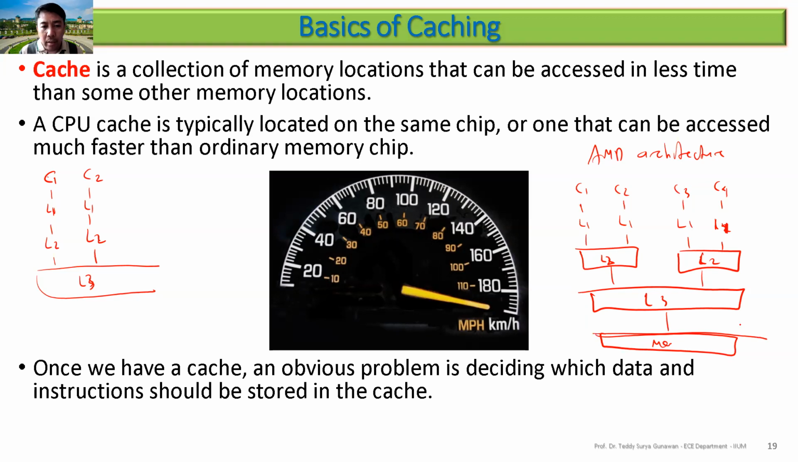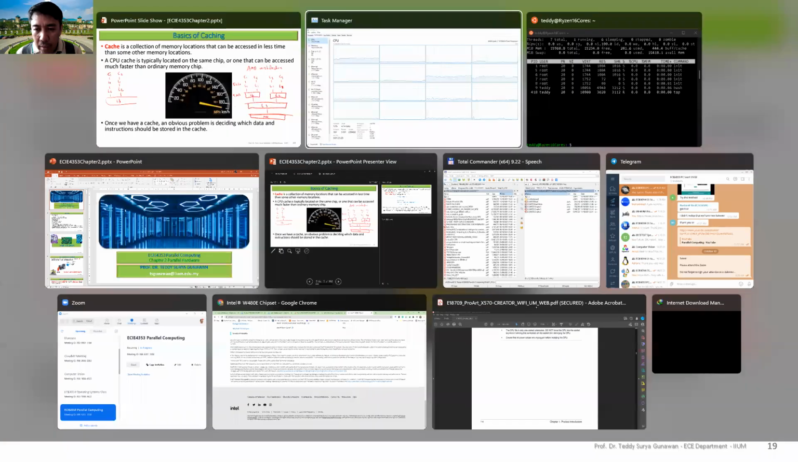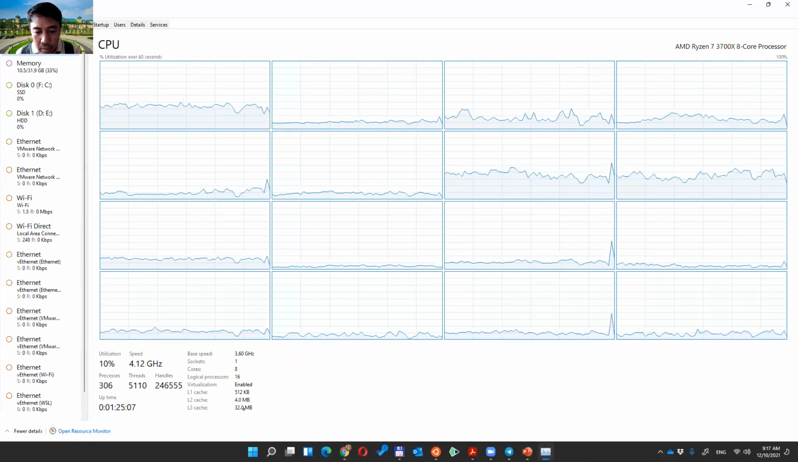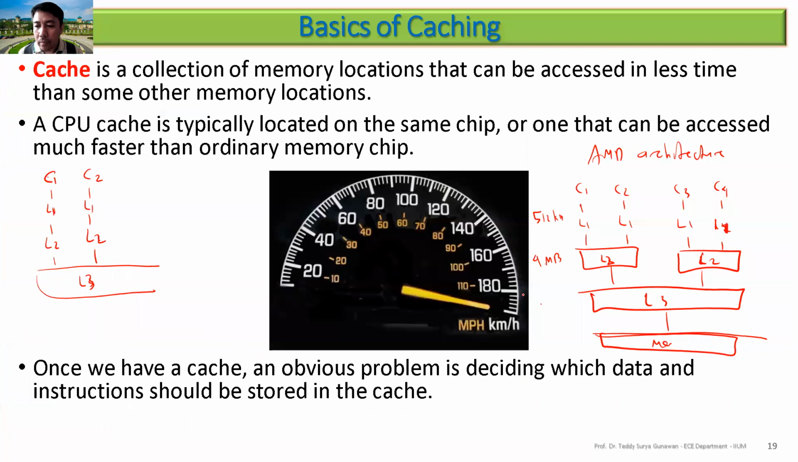As mentioned earlier, this is 512 kilobytes in my computer, this is 4 megabytes, and this is, what was it, 32 megabytes. And computer memory is 32 gigabytes in my case. So you can see the difference: this is mega and this is giga. But why do we do this? Why do we introduce cache here?